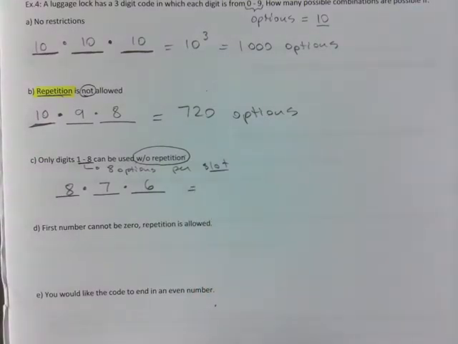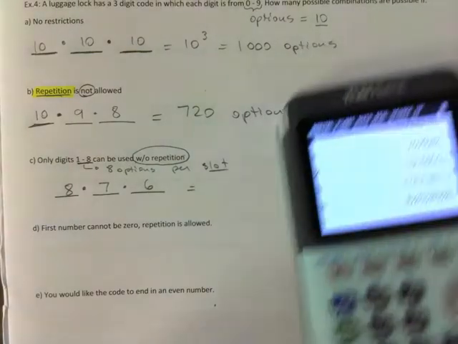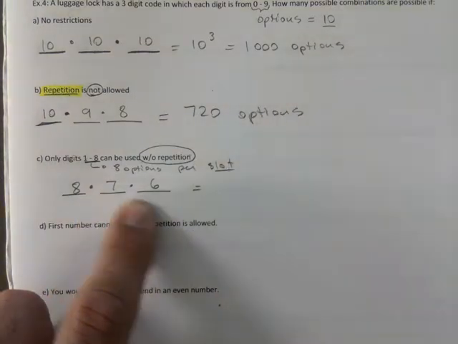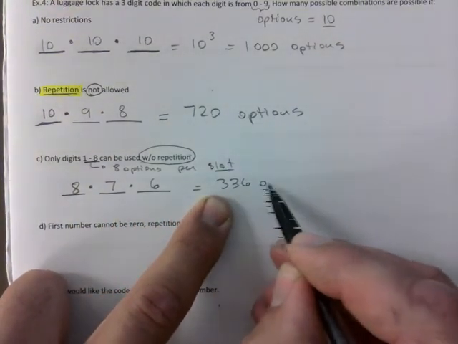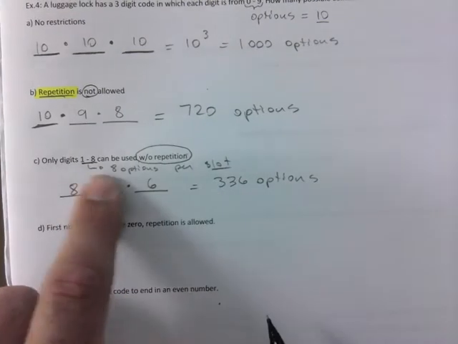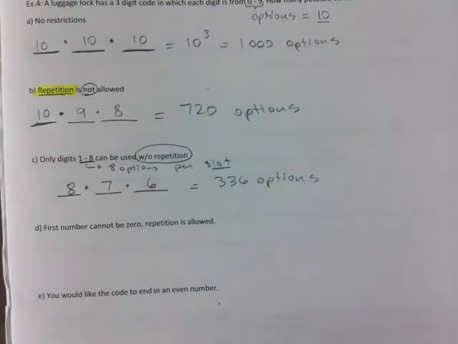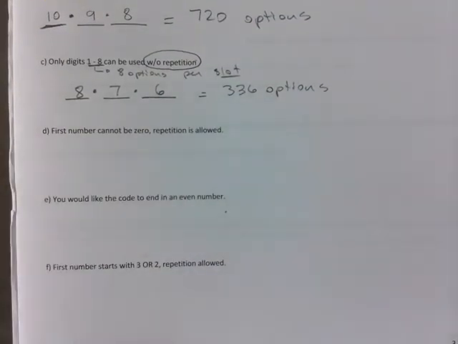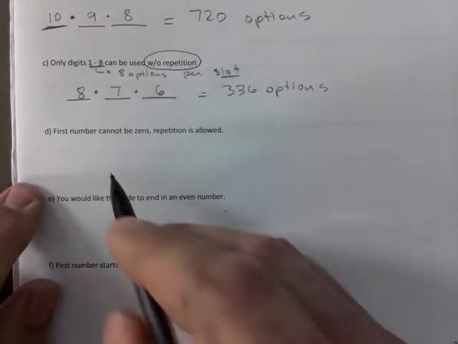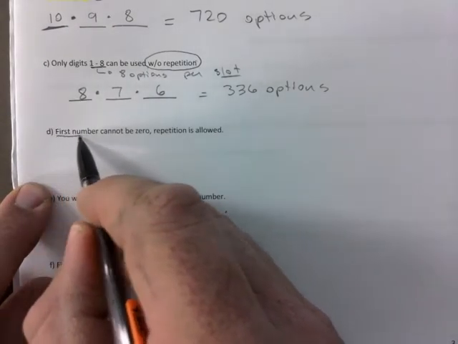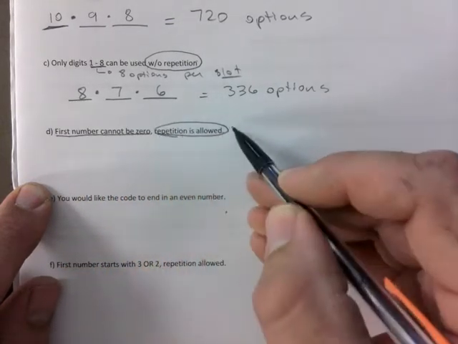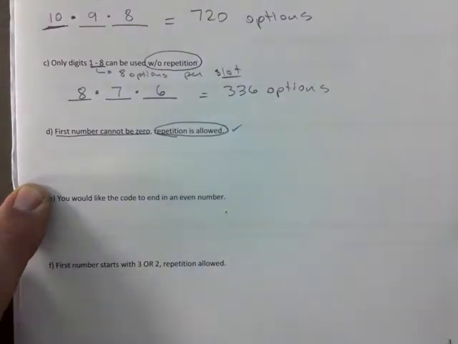So here, 8 times 7 is 56, times 6 is 336. And it makes sense. These are restrictions that are put upon you. So I'm making it more and more challenging. The first number cannot be 0. Repetition is allowed, so we read it carefully and you can repeat.